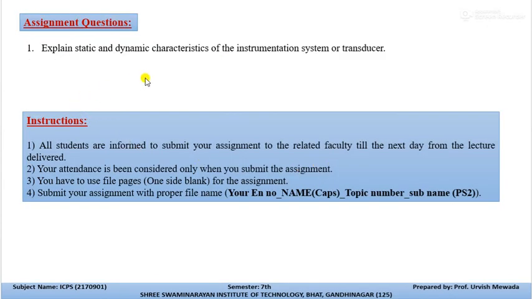So these are the static and dynamic characteristics of the instrumentation system or transducers. This is the assignment question for this topic. The question is: explain the static and dynamic characteristics of the instrumentation system or transducer. This question is repeatedly asked in the GTU; it is the most important question of this chapter. All the instructions related to the assignment are written over here, and you can take a snap of this, write down the assignment question, and read the instructions carefully.